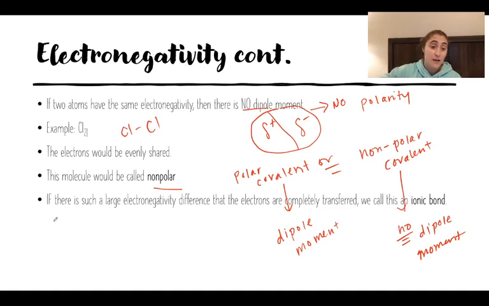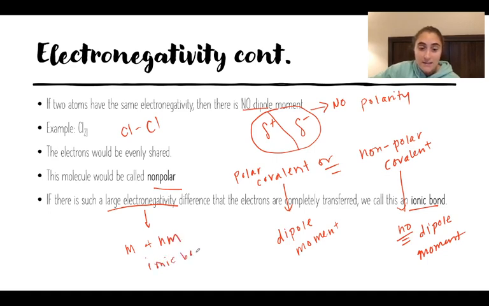Now, on the flip side, if there's such a large difference in electronegativity, then we would call this just an ionic bond. And we know normally we see this between a metal with a nonmetal, and that is called an ionic bond. And in that case, the electrons are going to be transferred rather than shared.